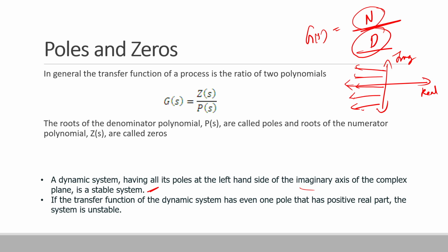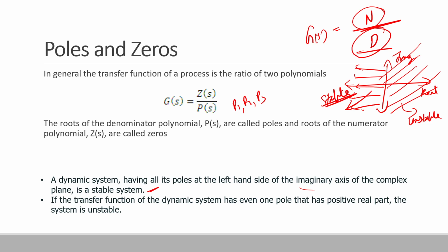Whereas if there are multiple poles of the system, P1, P2, P3, and any one pole lies on this half, that is the right half of the plane, then the system will become unstable. And over here the system is stable. That is why we can analyze the stability of the system by calculating the poles and zeros of the system.